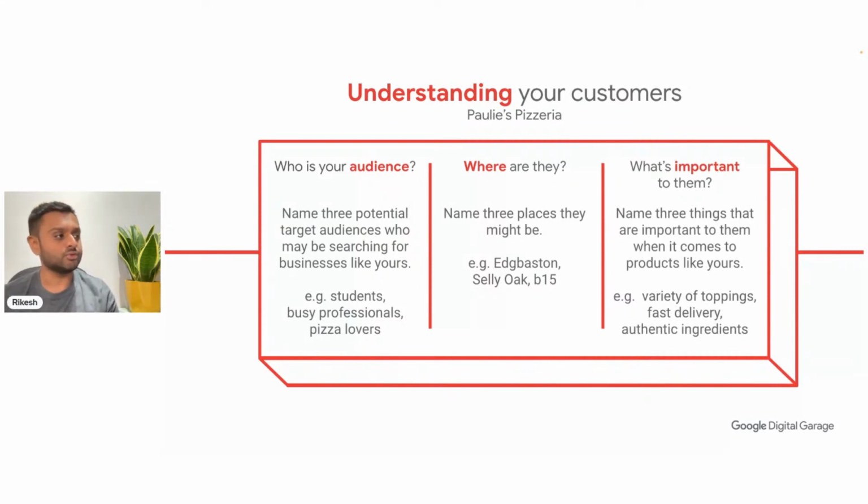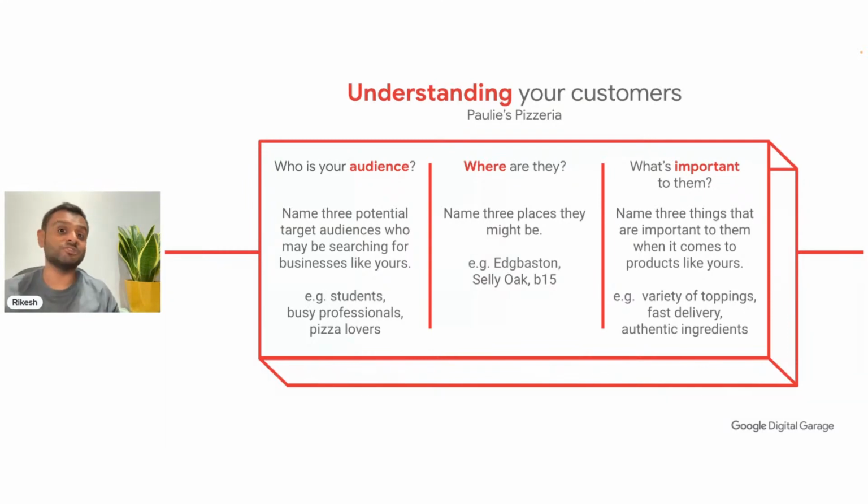Now, Paulie's has come to the table with 3 potential audiences: students, busy professionals, and pizza lovers. These are not 3 types of customers that Paulie plucked out of thin air. They're based upon Paulie doing some homework and research, and having the general know-how of how their business works and runs, in order to say, yes, from October onwards, we definitely get a lot of students who want to get our pizzas takeaway, etc.